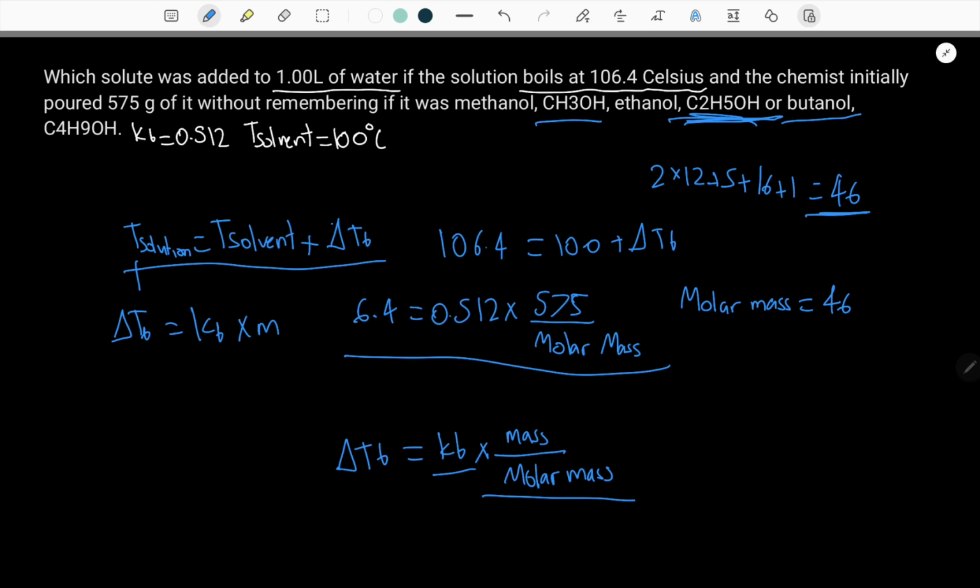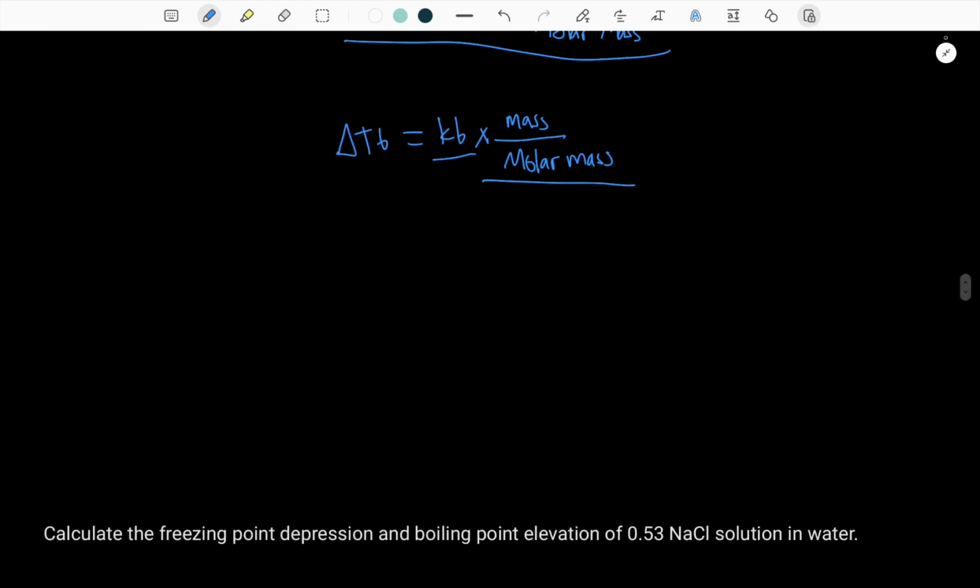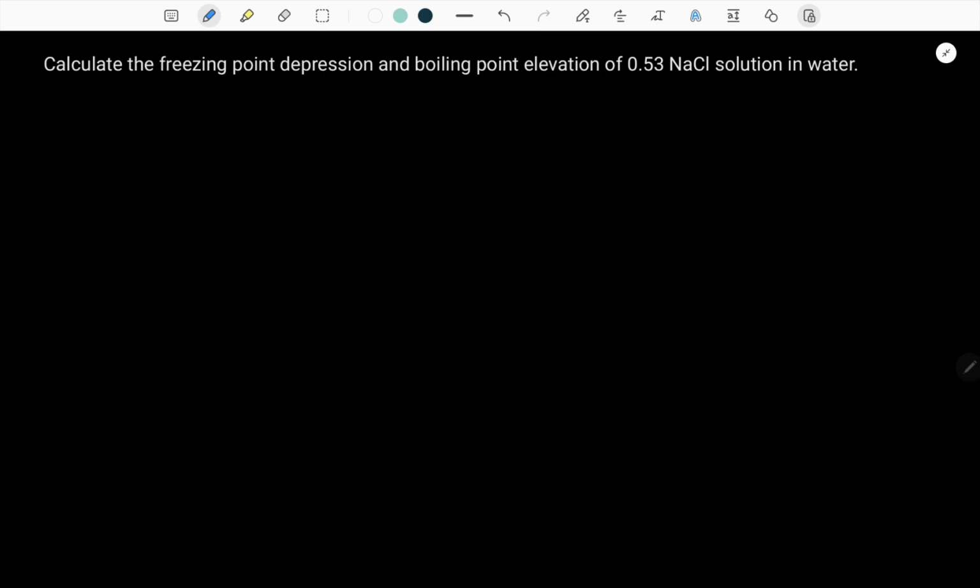Till now we have only dealt with non-electrolytes. What if there are ions in the electrolyte? Let's go into another example. In this example we are calculating the freezing point depression and boiling point elevation of 0.53 NaCl. This is very important now. This is an ionic solution, which means there are ions in it, two here: Na and Cl.